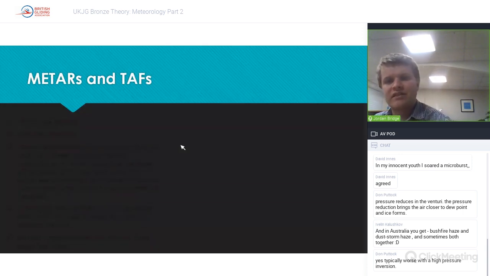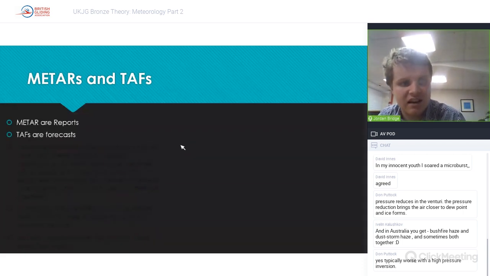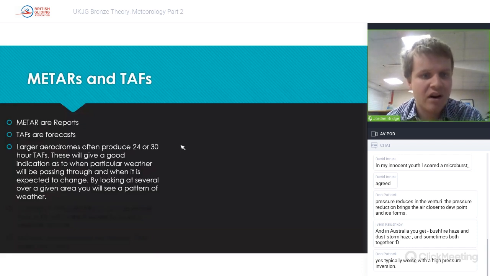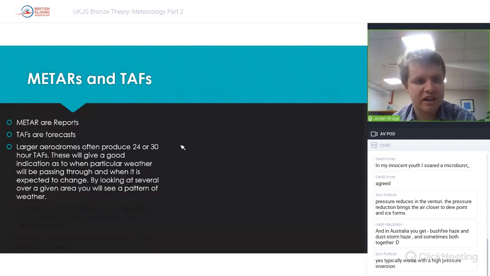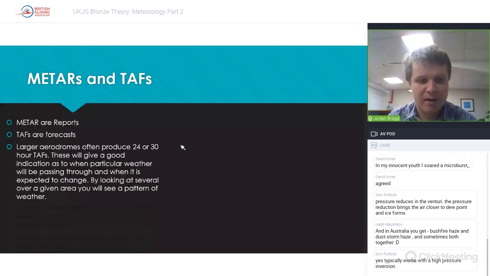METARs and TAFs, these are aviation reports and terminal aerodrome forecasts. As I say, reports and forecasts. Larger aerodromes will produce longer forecasts. Heathrow and others have more detail and will be very useful to people all around the local area. So for here, I would look at Heathrow or Brize Norton, for example, to have an idea of what's going on, because Farnborough doesn't do a forecast to the morning, and we might be able to see a change coming a little bit earlier.